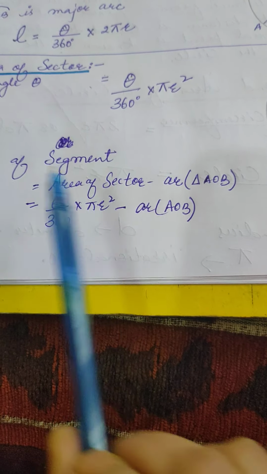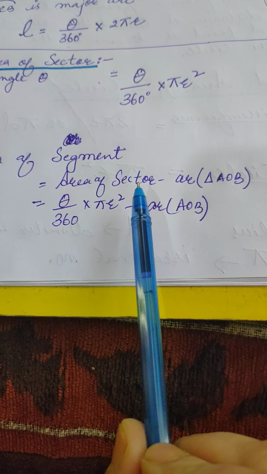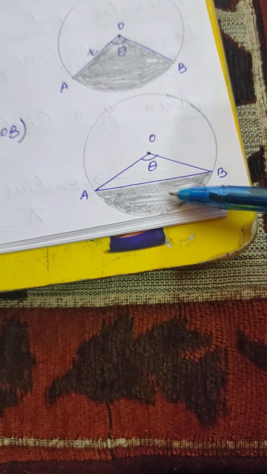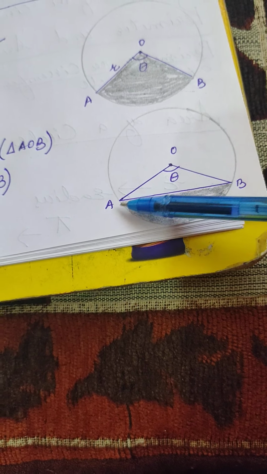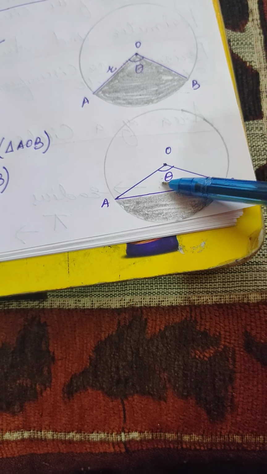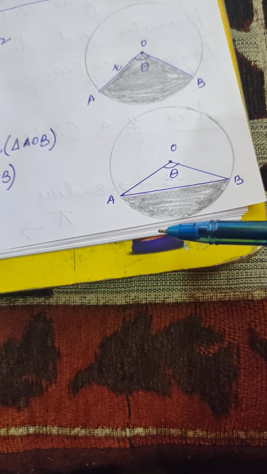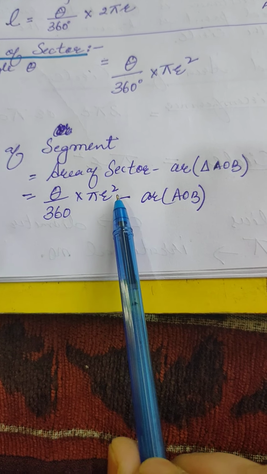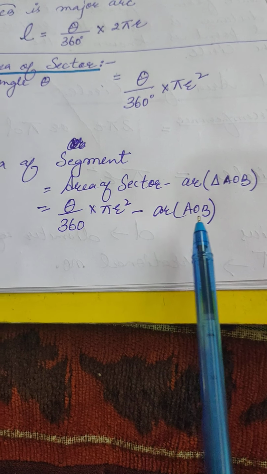Now, area of segment is equal to area of sector minus area of triangle. Here is the segment. So, we have to find the area of the sector first. Then we have to subtract the area of the triangle from that sector. Then we get the area of the segment. Here is the formula: theta by 360 into pi r square minus area of triangle.